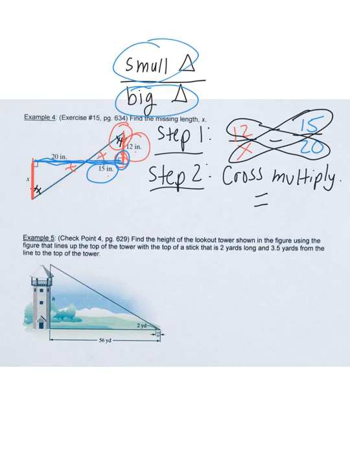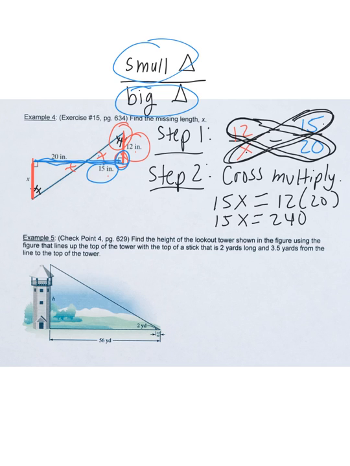So I'm going to do x times 15 first, or 15x. So 15 times x, when I multiply the first diagonal together, equals, on the other diagonal, I have 12 times 20. I'll use parentheses for times. 12 times 20. So I now have 15x equals 12 times 20 gives me 240.